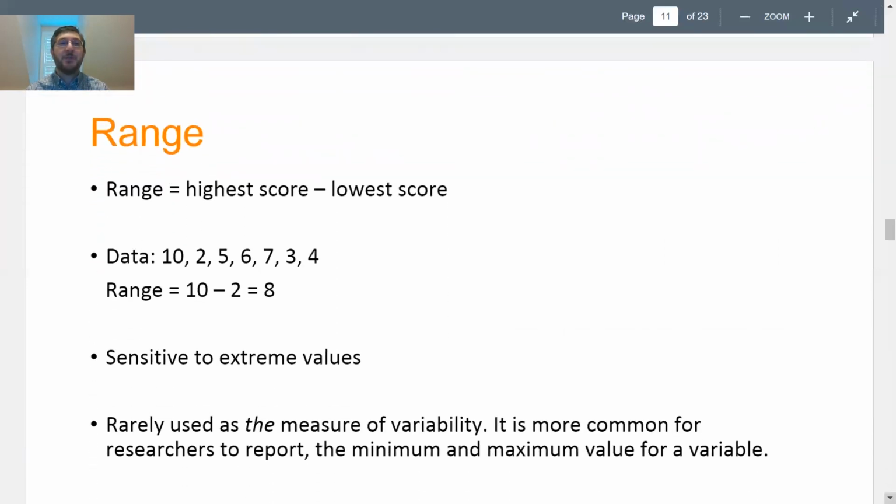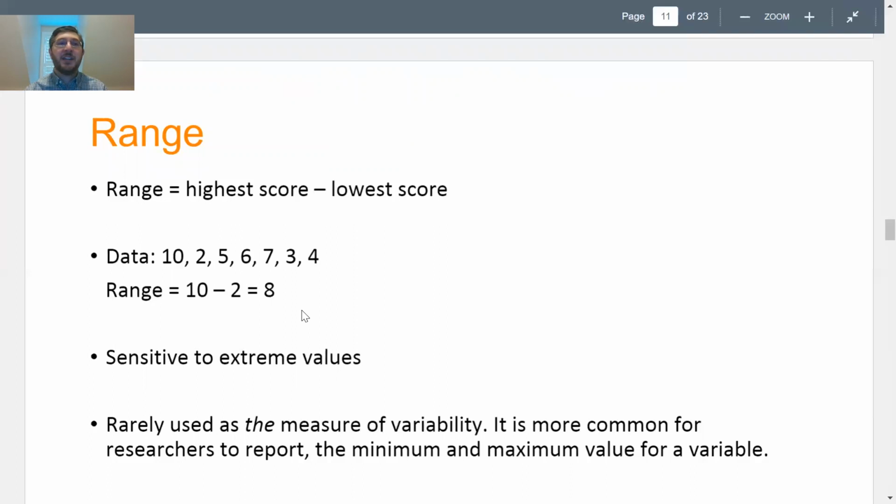A simple measure of variability is just the sample range, which is the highest score minus the lowest score. Some other textbooks define it as the highest score minus the lowest score plus 1. It's however you want to define it. So we have this distribution of data: 10, 2, 5, 6, 7, 3, 4. Take the highest score and the lowest score, so the range is 8.